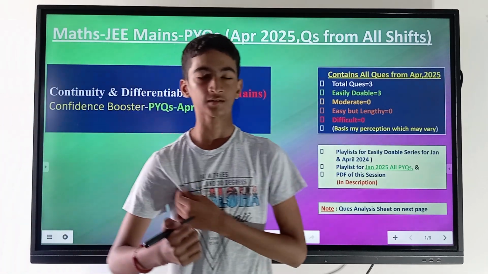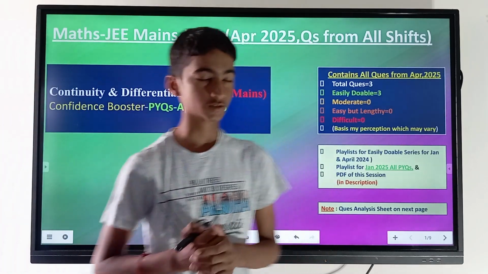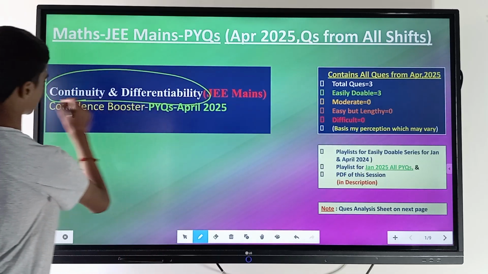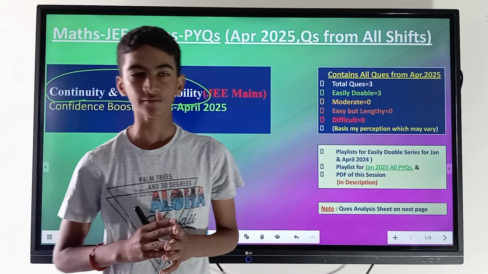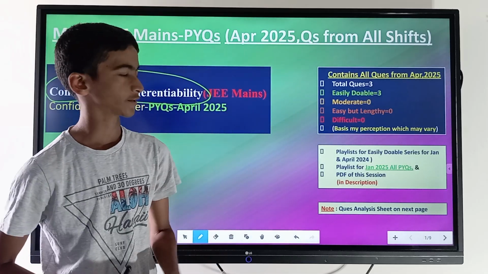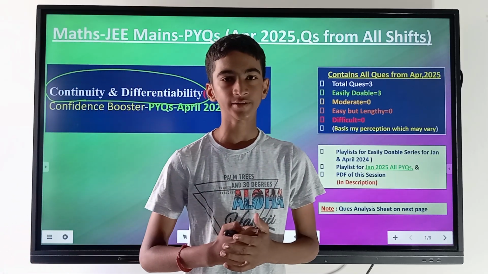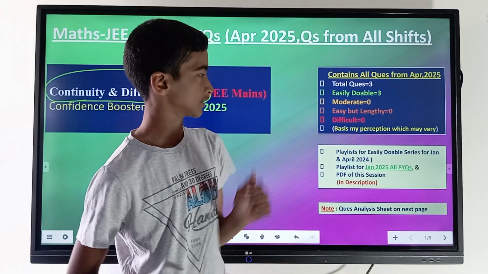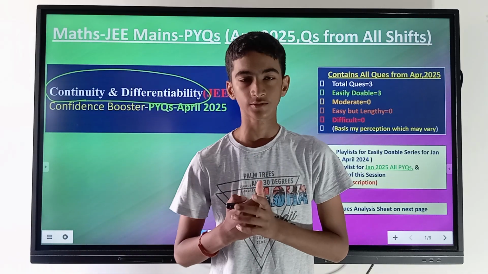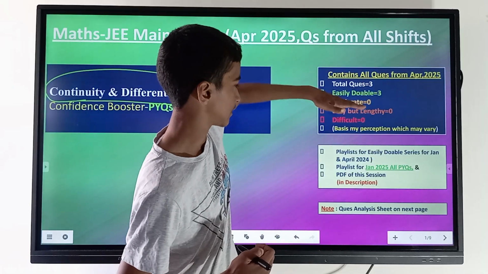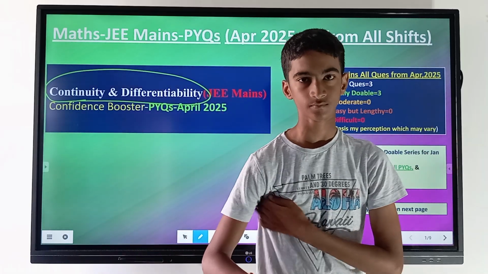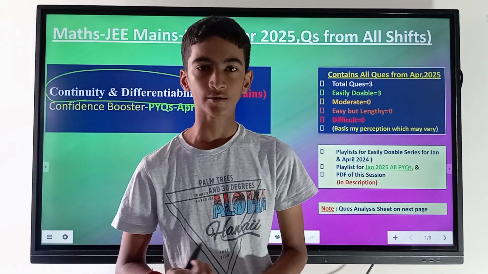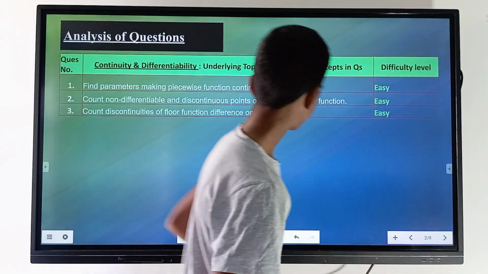All, welcome back. So today we will solve questions from continuity and differentiability which came in different shifts of April 2025 attempt. In continuity and differentiability we have total 3 questions out of which 3 are easily doable which we are going to solve. And this difficulty level is basis my perception which may be different for others. So let's jump on to our first question.